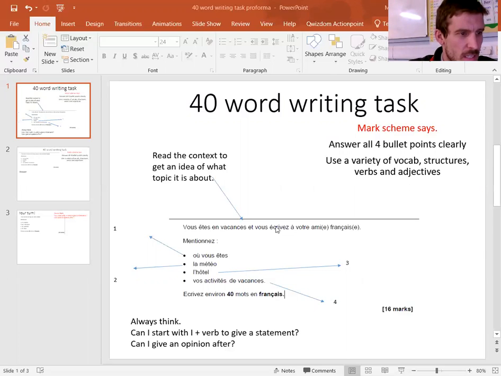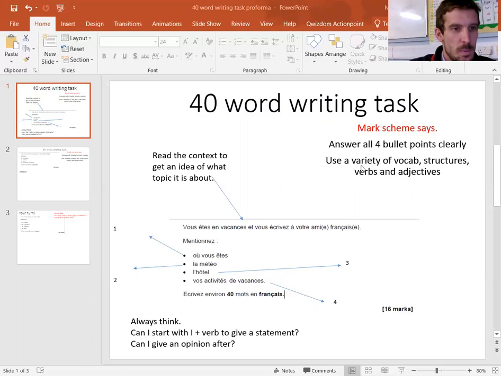Okay. The rest of it's kind of irrelevant, but it looks like we're writing to a French friend, which makes a change because normally we're writing a blog. So that's cool. Once you've done that, second step, okay, much simpler than the 90-word writing. We haven't got lots of other things to do in terms of tense rules and opinion phrases and different tenses, because that is not in the mark scheme for the 40-word writing.